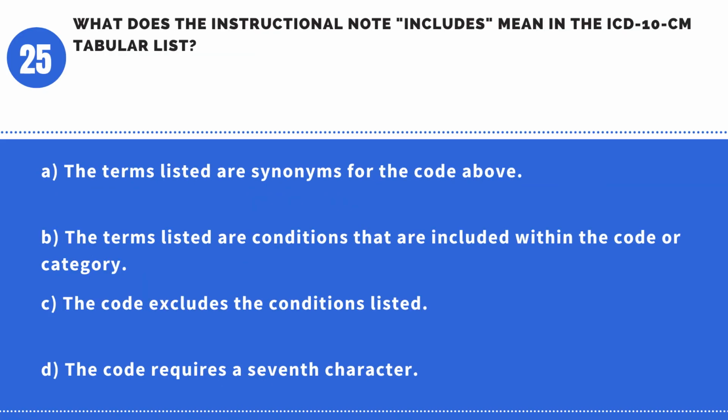Question 25. What does the instructional note "includes" mean in the ICD-10-CM tabular list? A. The terms listed are synonyms for the code above. B. The terms listed are conditions that are included within the code or category. C. The code excludes the conditions listed. D. The code requires a seventh character.